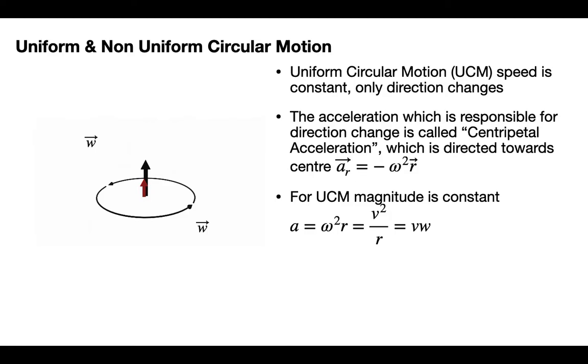So that force is called centripetal force, and the acceleration is centripetal acceleration, which is given by omega square into r. For uniform circular motion, the magnitude is constant, so centripetal acceleration is omega square into r. Since v is equal to omega into r, if we substitute the value of omega, we get acceleration is equal to v square by r, which is equal to v into omega.